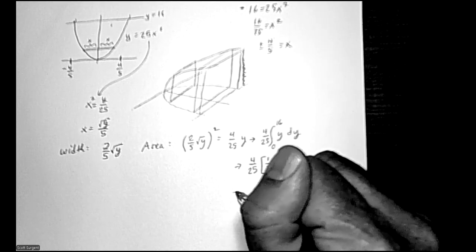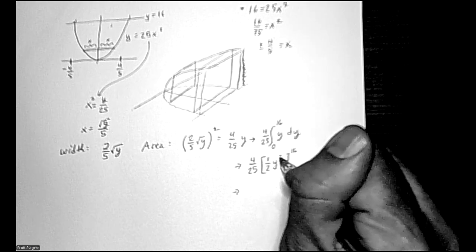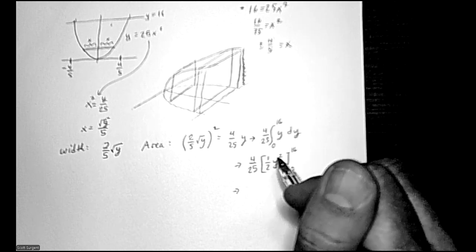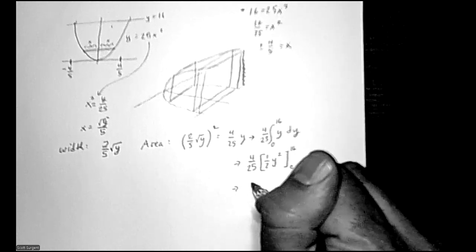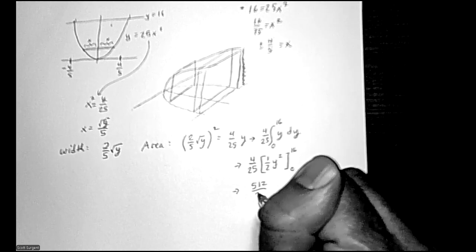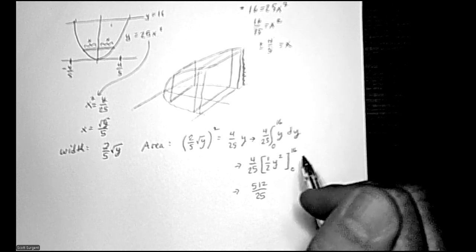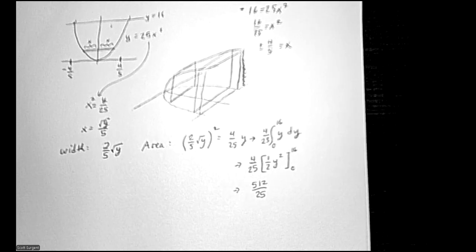16 squared is 256. That's 128. 128 times 4 is 512. So we should get 512 over 25. I hope. I did that kind of fast.